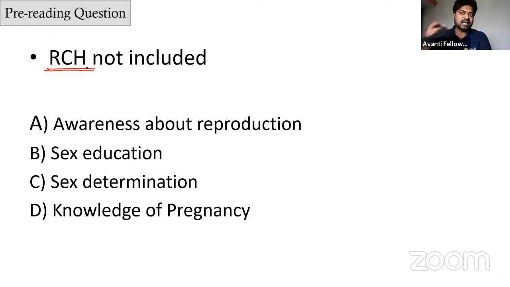Next question: what is not included in RCH? RCH के अंडर क्या चीज नहीं आती है? Option A is awareness about reproduction, sex education, sex determination, knowledge of pregnancy. I think you already know about RCH, that is reproductive and child health. RCH started under the family planning program. So I'm launching a poll for it, guys. Please answer fast.